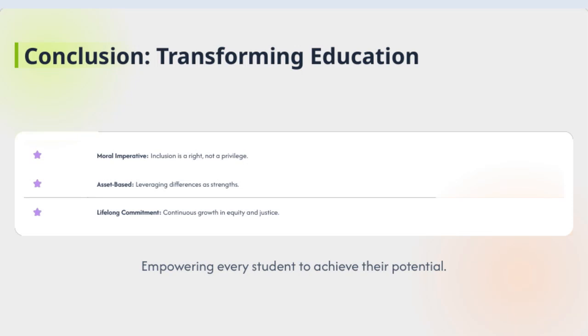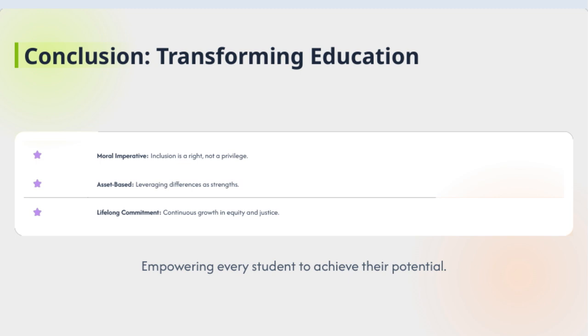Let's end on a powerful note by focusing on empowering every student to achieve their full potential. This means believing in their abilities and providing the support they need to succeed. A lifelong commitment to continuous growth in equity and justice is essential. It's about constantly reflecting and improving our practices to ensure fairness and inclusion for all students, not just today, but for the future. We also recognize the importance of being asset-based, leveraging our differences as strengths.